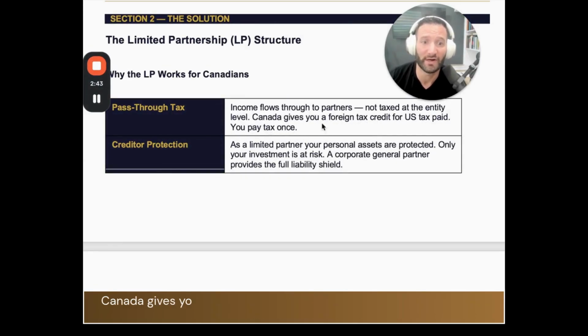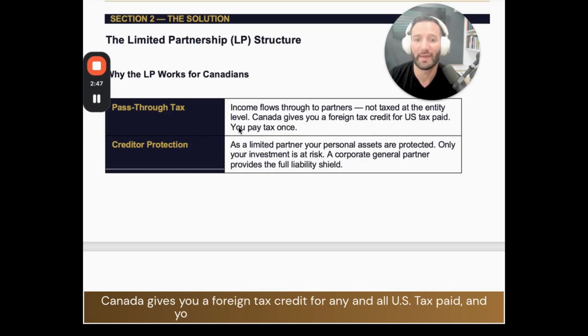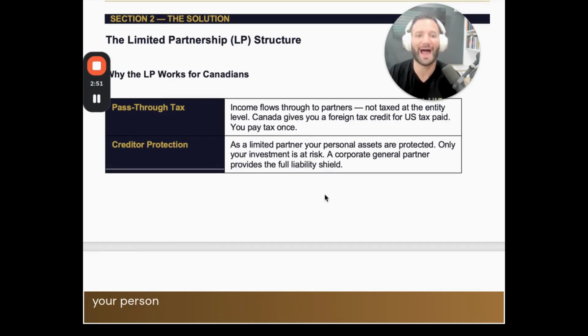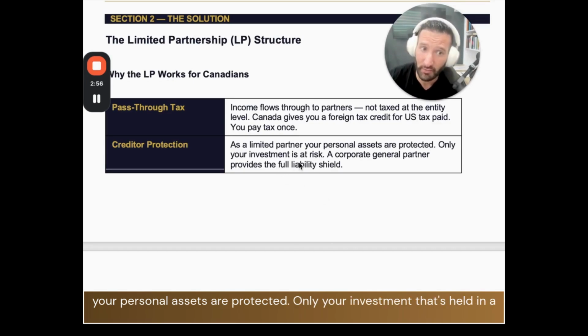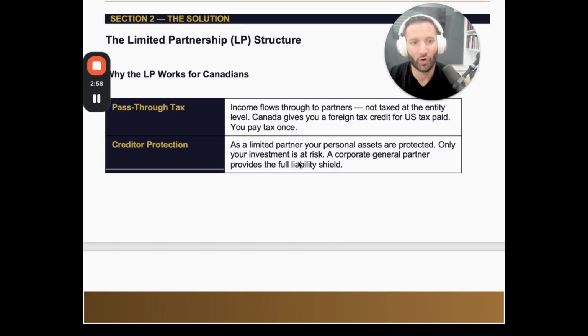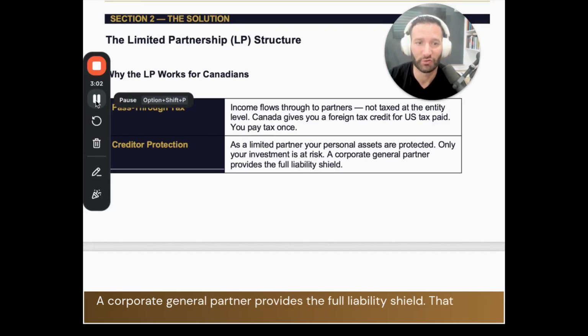Canada gives you a foreign tax credit for any and all US tax paid, and you only pay tax once. Okay? As a limited partner, your personal assets are protected. Only your investment that's held in the corporation is at risk. A corporate general partner provides the full liability shield. That's what you want, folks.